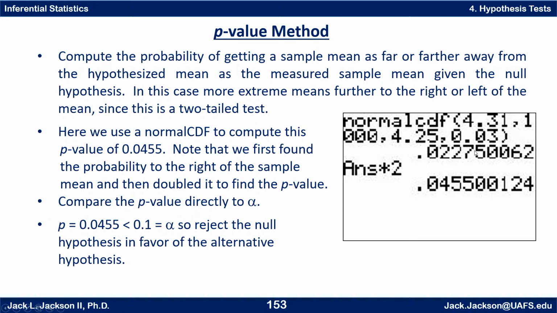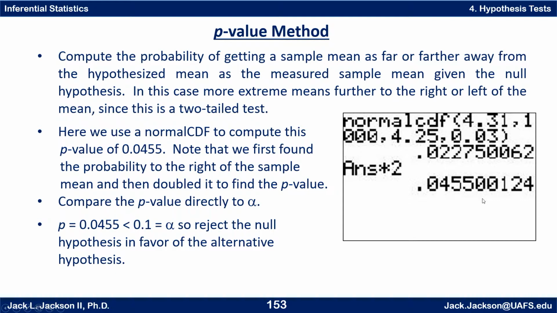So that's the probability we would get a 4.31 or something to the right of that if the null hypothesis is true. Now since it's two-tailed, we also want to see the probability of getting that far to the left of the mean, which would be the same probability. So we need to double this. We double this because half of our p-value as well as half of our alpha value is in each of the two tails. So when we double this, we get a p-value of 0.0455.